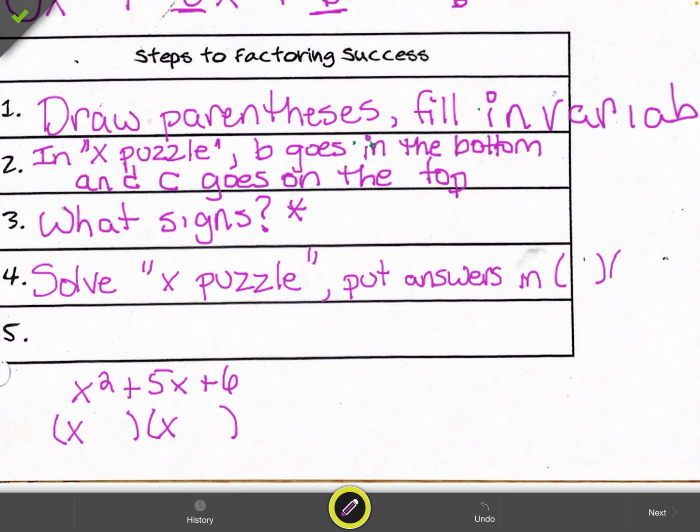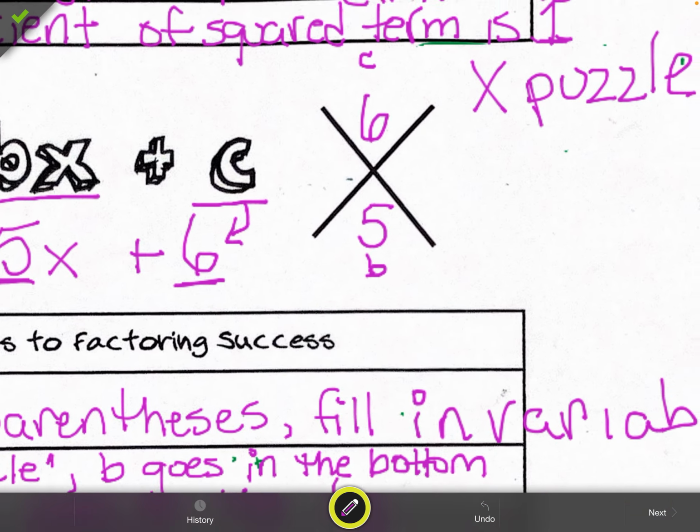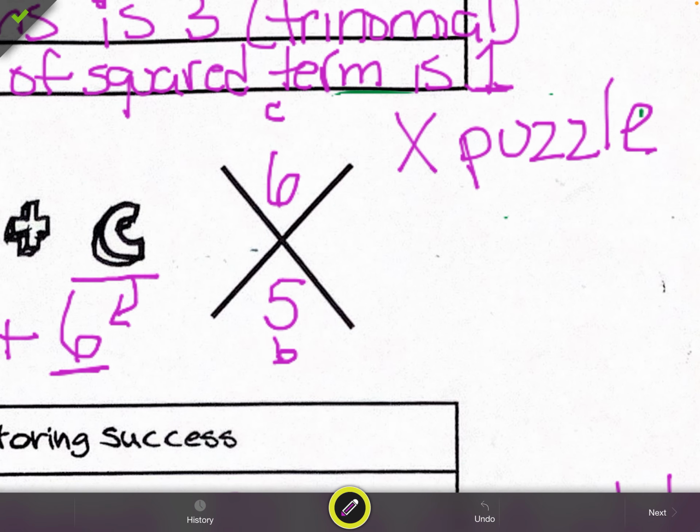We already have our variable, so you're going to put them in there with the X, and I'll show you what that means in a second. So let's solve the X puzzle. What does solving the X puzzle mean? Make a note to yourself. Up here where we put the 6, which represents our C, you're going to look for factors of this number. Remember, factors mean what 2 numbers can I multiply together and come up with 6.